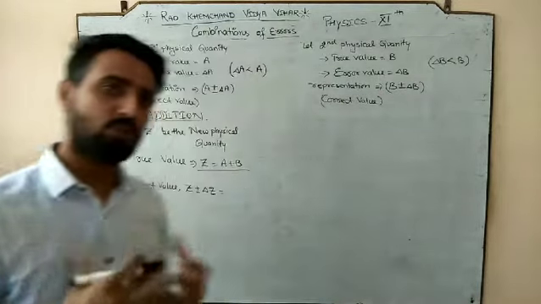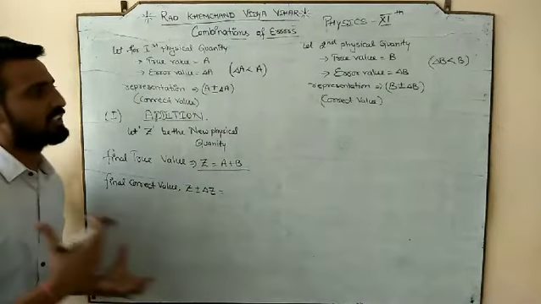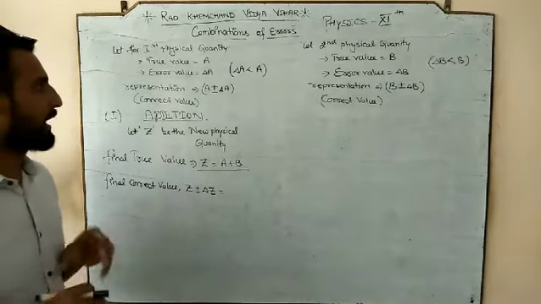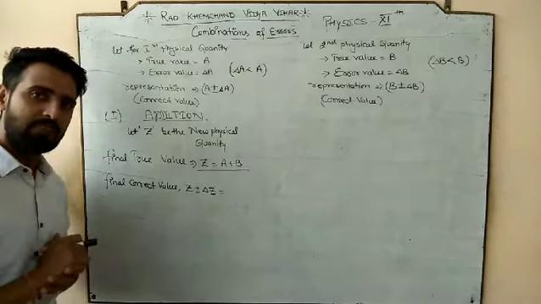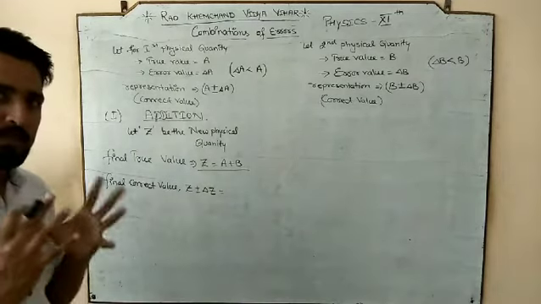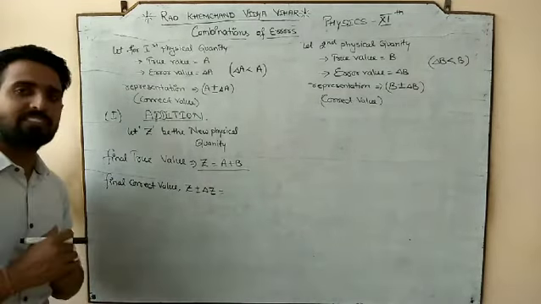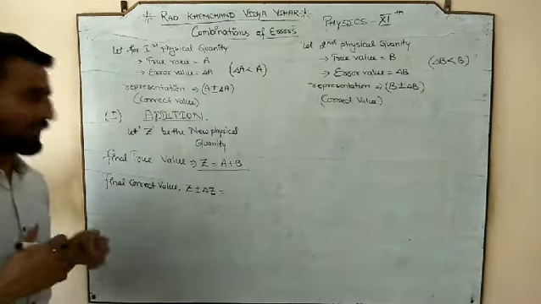So whenever you add two quantities which themselves have an error, then in the end you will definitely get an error. But what would be that maximum error when we add the two physical quantities? That is our purpose that we are going to do.